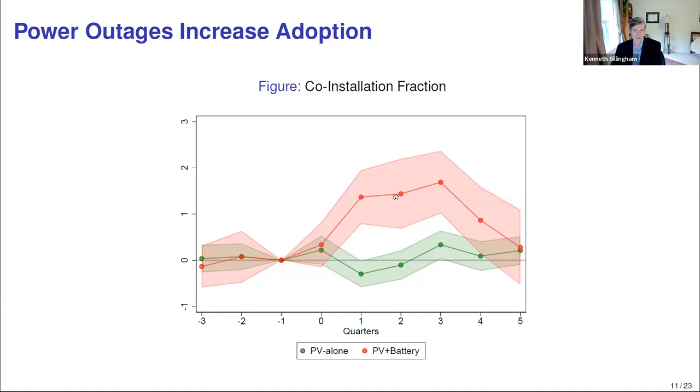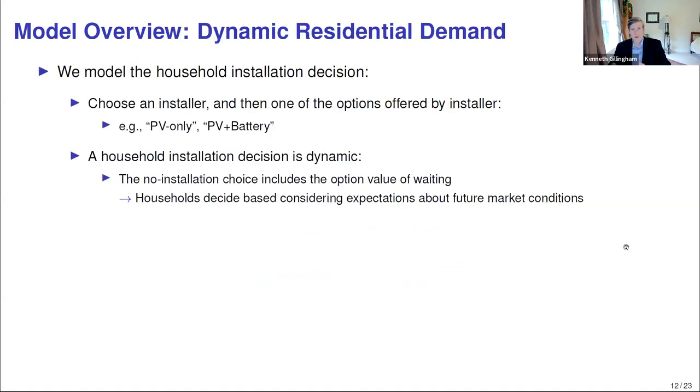So that's also some already interesting evidence that power outages are playing a role here. In order to dive deeper, we're going to develop a dynamic demand model. We're going to be modeling the household's installation decisions. So you're a household, you're thinking about, what am I going to do?